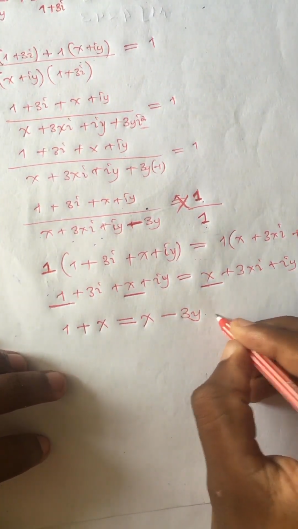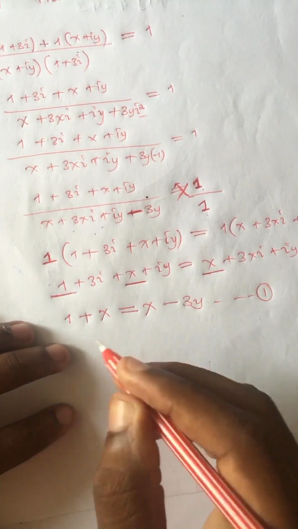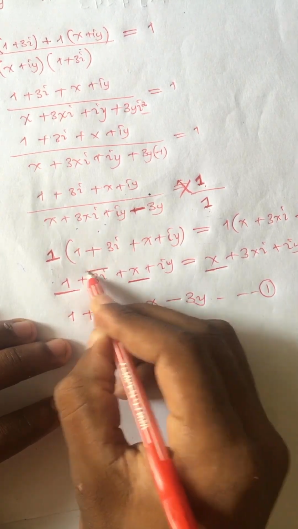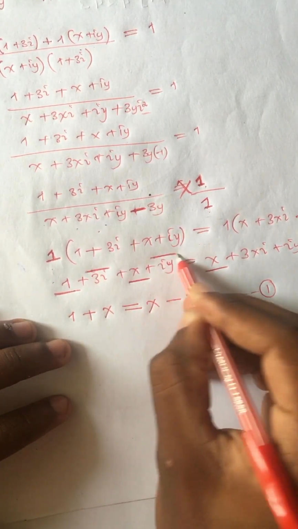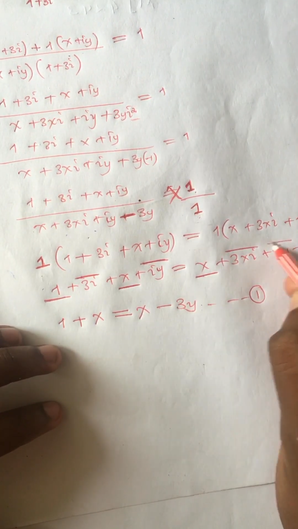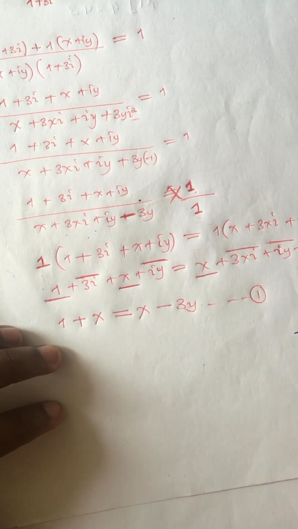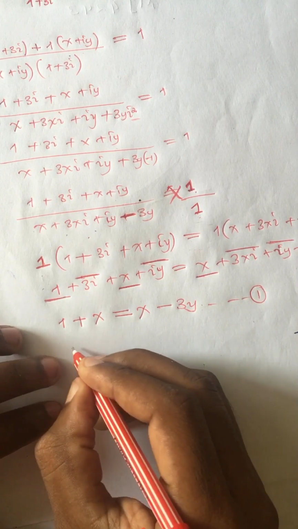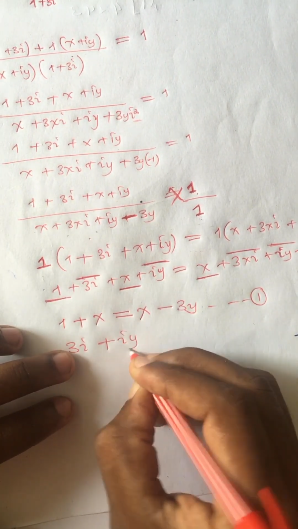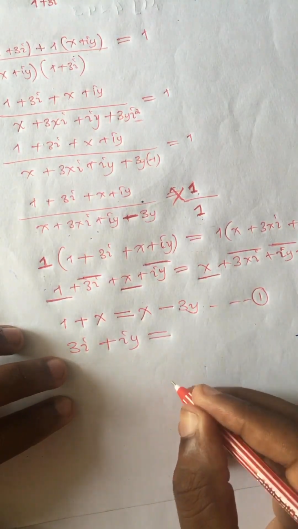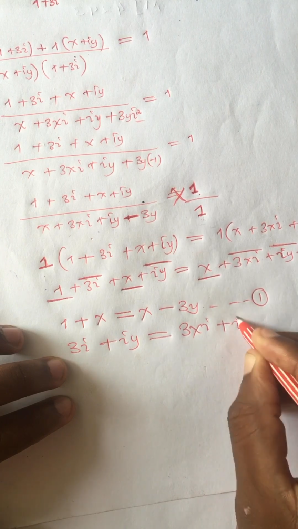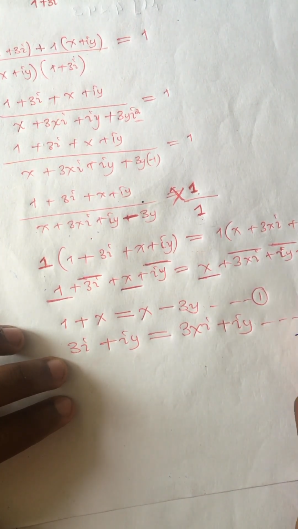Then this is an equation, right? Say equation 1. Then we go for the imaginary part. So we say the 3i and the iy, then the 3xi and the iy again. Okay, so we say 3i plus iy, which will be equal to 3xi plus iy, like that. So this is our equation 2.